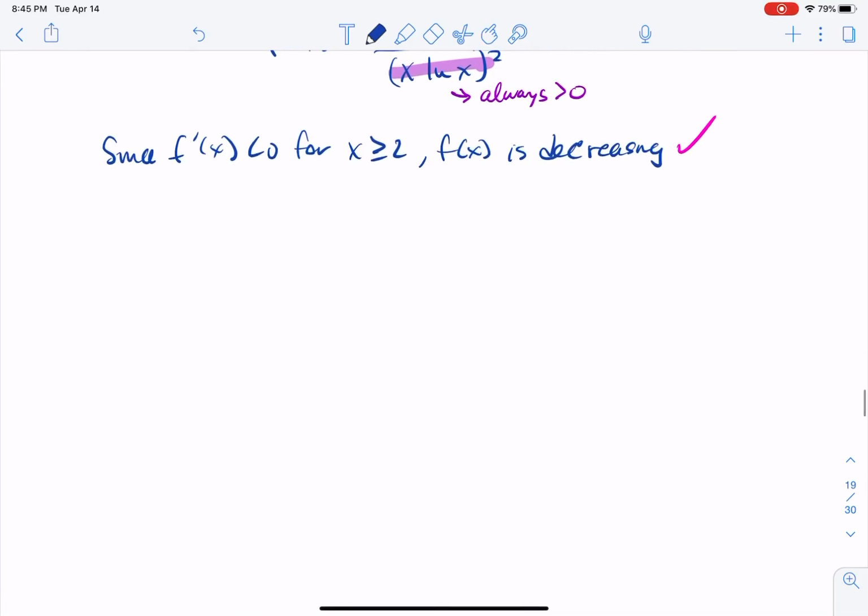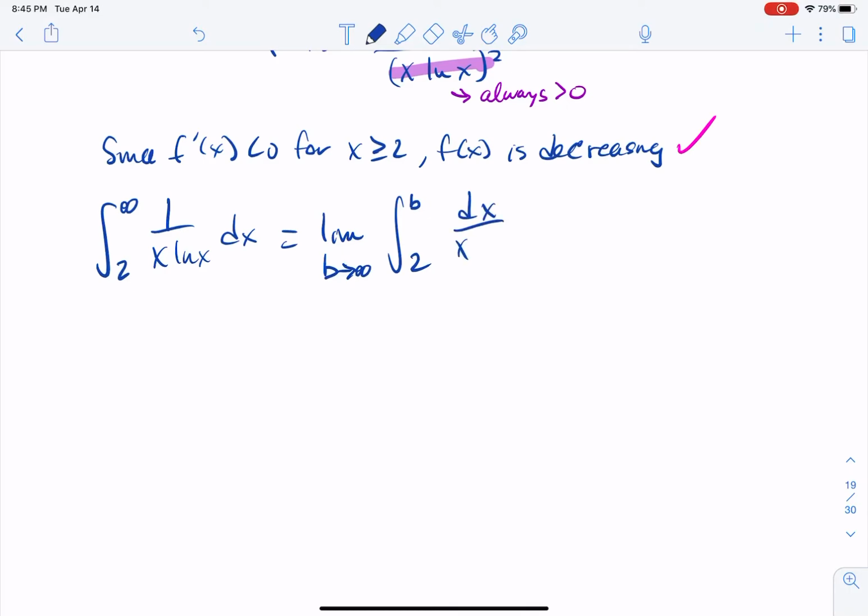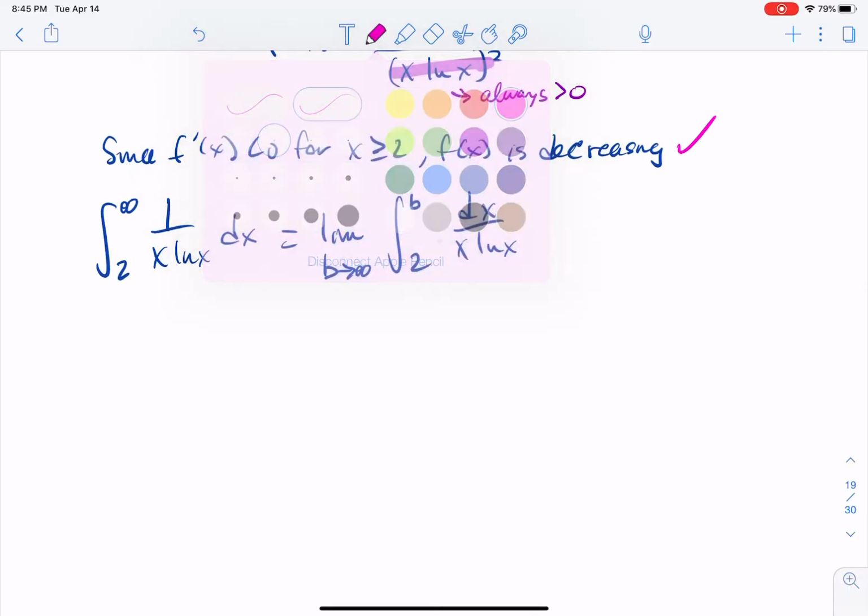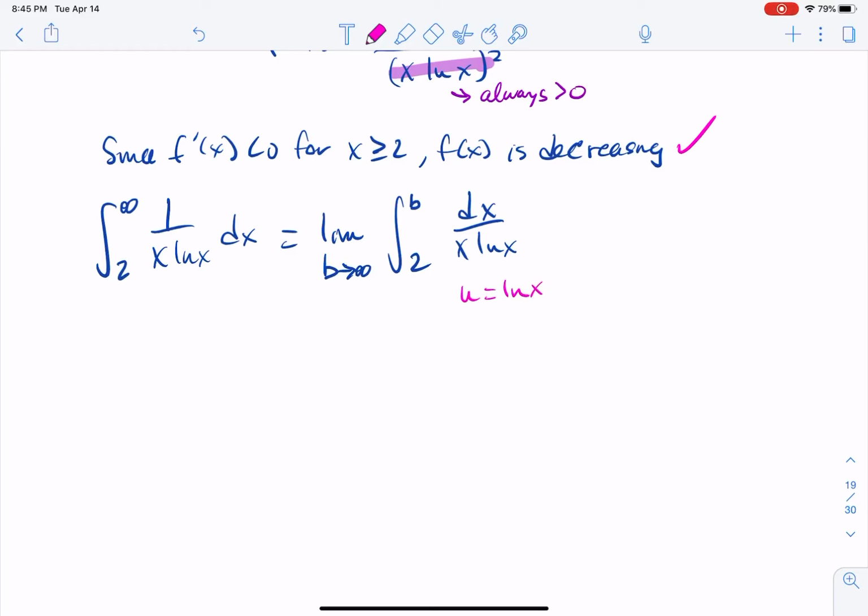So let's now take the improper integral from 2 to infinity of 1 over x natural log of x dx. Make sure that you turn that into a limit as b goes to infinity. Definite integral from 2 to b of, I'm going to go ahead and throw that dx up top, x natural log x. And guess what? It's another u substitution. u is equal to the natural log of x, because the derivative of u would be equal to 1 over x, and that's what I've got right here.